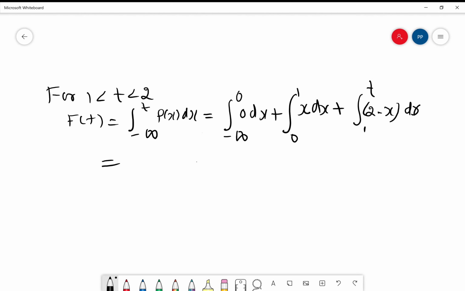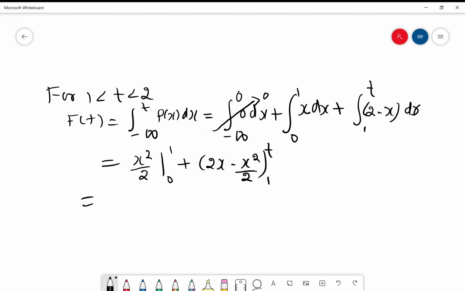The first integral is 0, neglect it. Second integral, the integral of x is x squared by 2. Limits are 0 to 1. Then, the integral of 2 minus x is 2x minus x squared by 2. Limits are 1 and t.